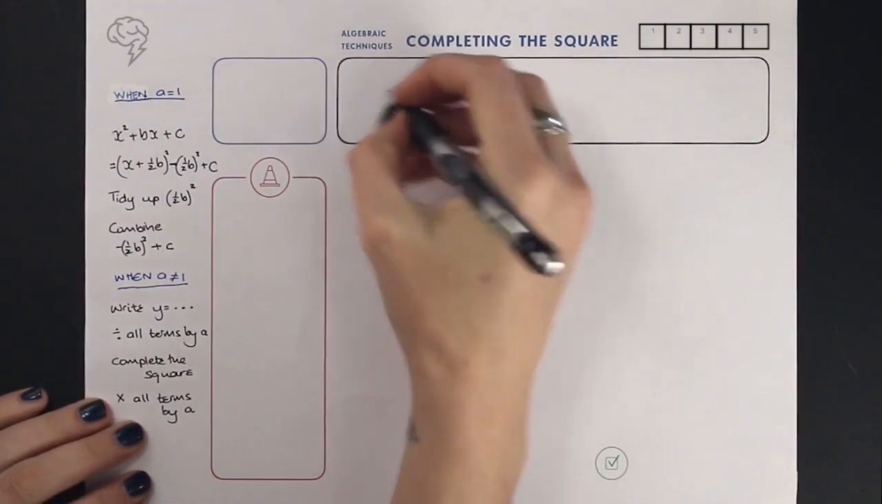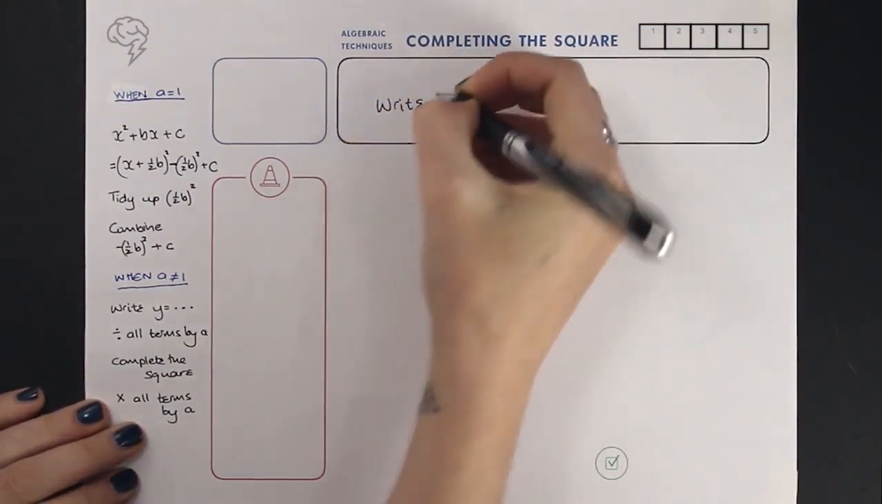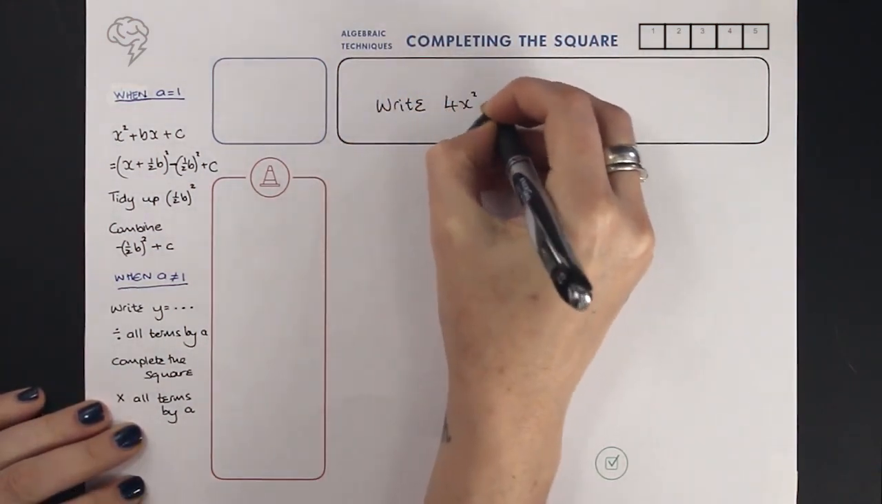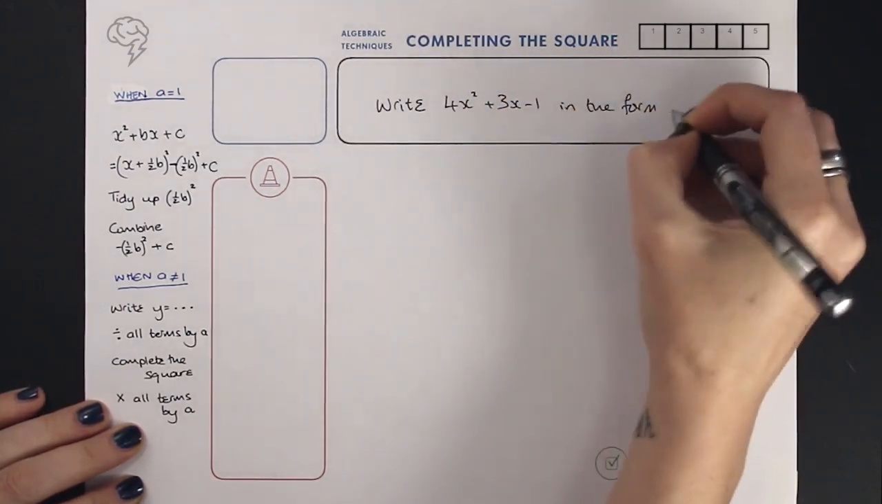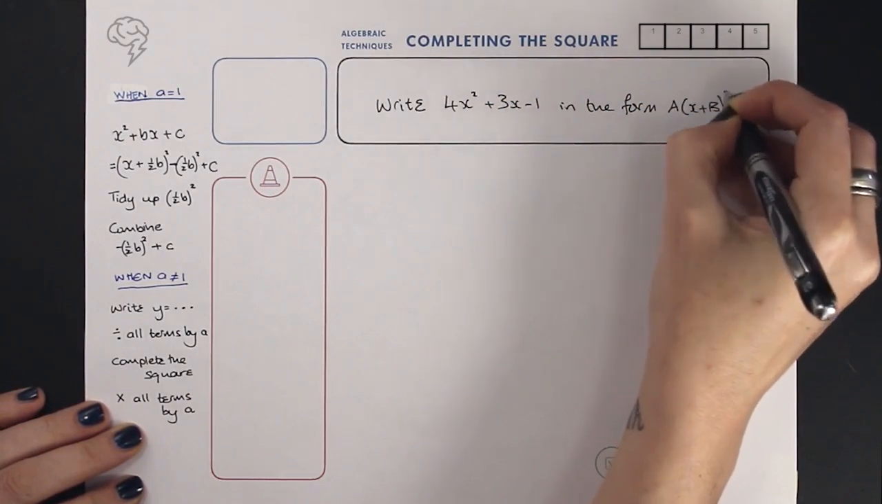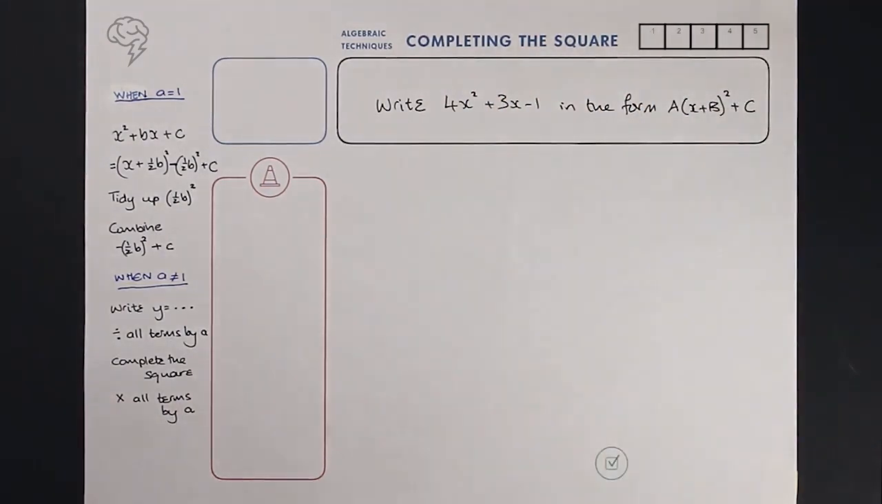Hugely important skill this. We're going to be writing a quadratic, could be 3 or 2 terms. The one I'm going to show you is 3 terms. We're going to be writing this in completed square form. Now, why would we be doing this?